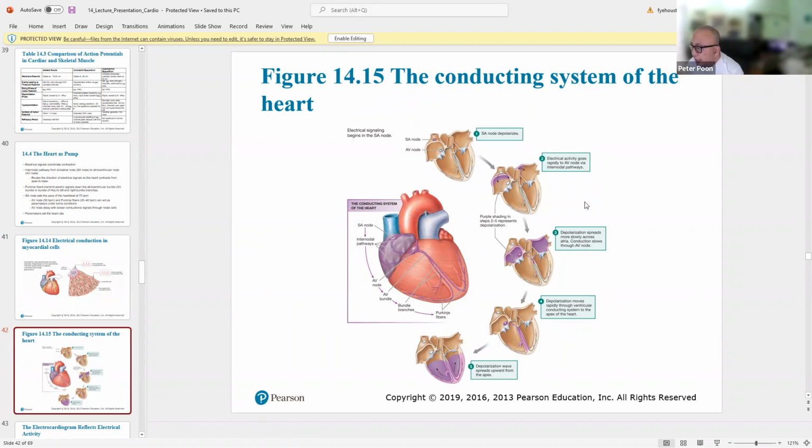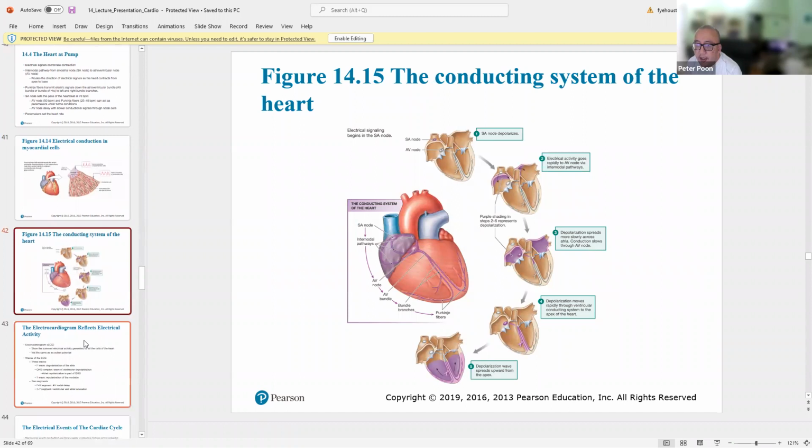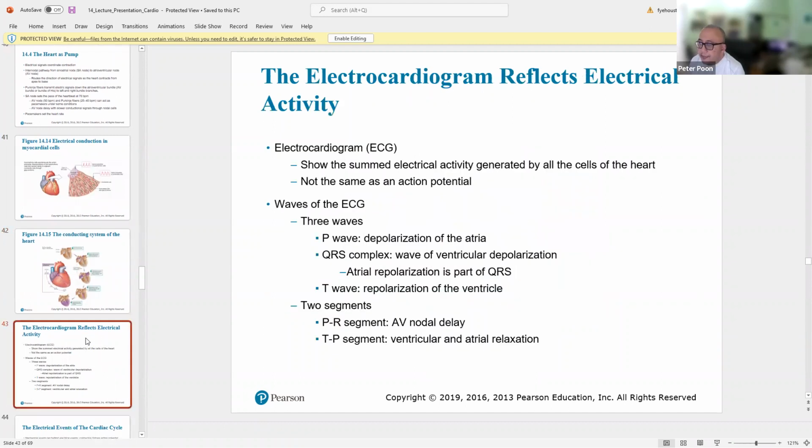Okay, all right. So make sure you understand this. The SA node causes the atria to contract, which then sends the signal to the AV node. The AV node then causes those bundle branches, bundle of His, to the Purkinje fibers, which then causes the ventricles to contract.